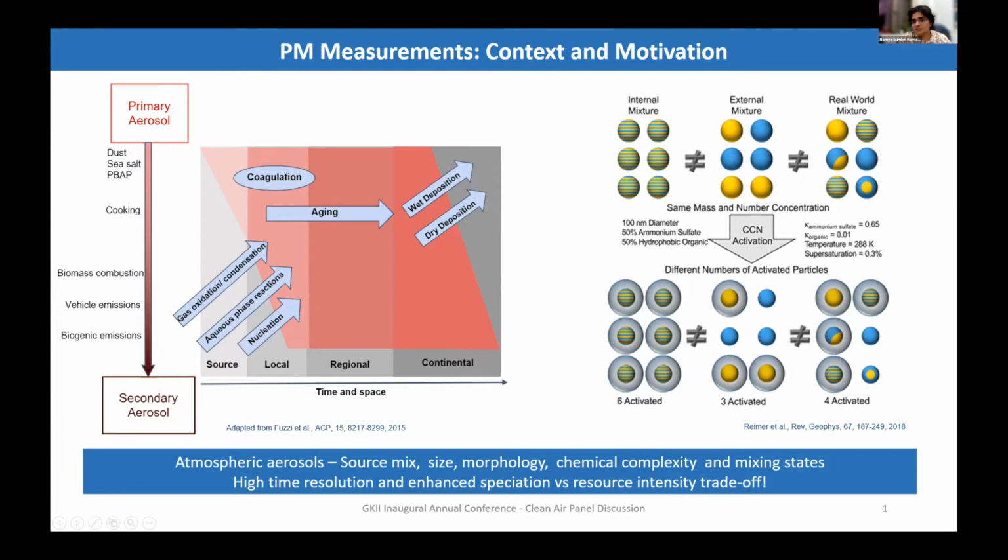Let's look at a hypothetical scenario where we have the same mass and number concentration of, say, 100 nanometer particles with 50% ammonium sulfate and 50% hydrophobic organics, right? Now, these particles can exist in different mixing states: an internal mixture, an external mixture like this, and another mixing state that you can see here. What these mixing states do as far as climate relevant properties, and specifically their ability to serve as cloud condensation nuclei, is now dictated by the mixing state.